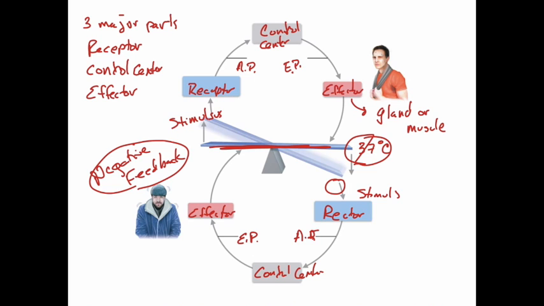Conversely, if the blood glucose levels were to drop, there are other cells in the pancreas that can monitor this, and they can release a hormone called glucagon, which can reverse that process, bringing you back to a stable state. That is also an example of negative feedback.